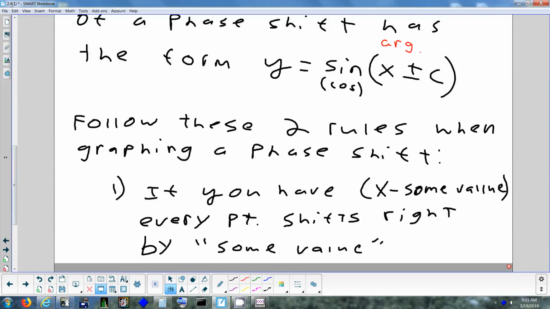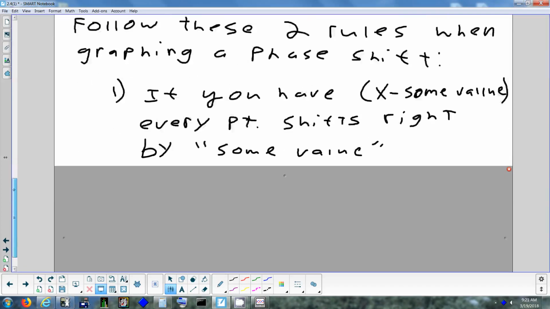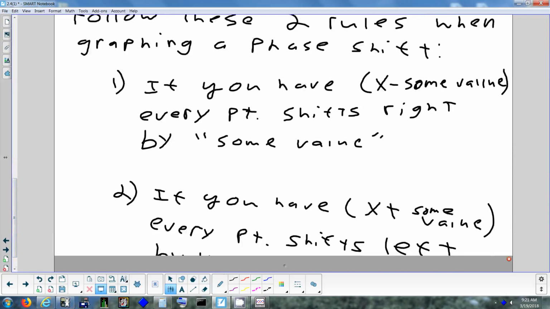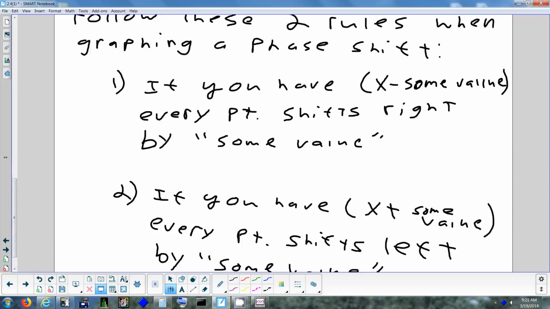So again, we're just studying trig functions, but this rule that I'm writing right here applies to any function you could ever study. If you ever do a phase shift and you subtract a number, it's going to shift your graph to the right. If you're doing a phase shift and you're adding a number inside parentheses, it's going to shift it left.